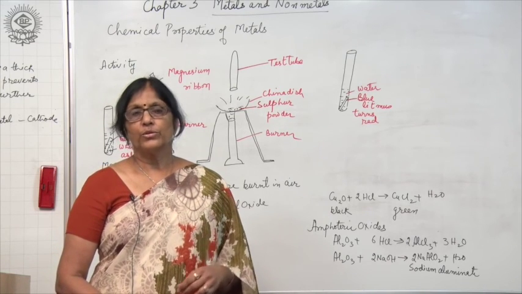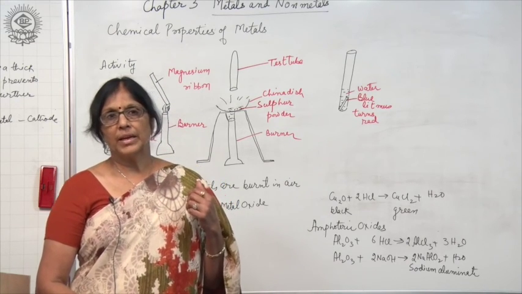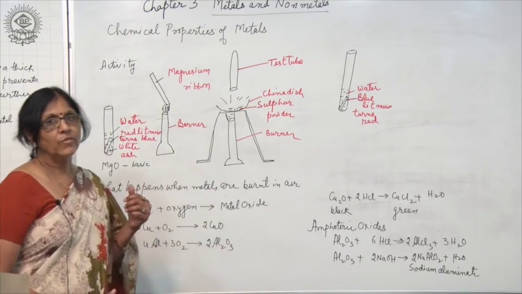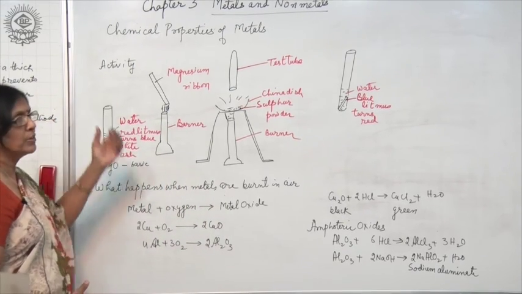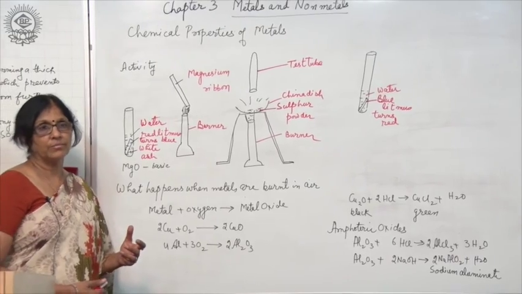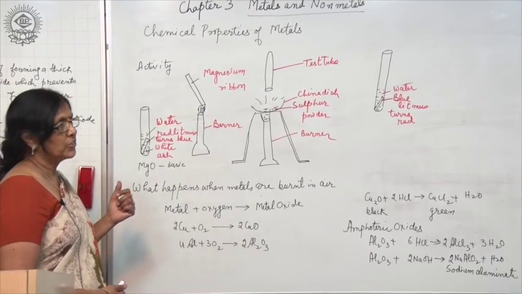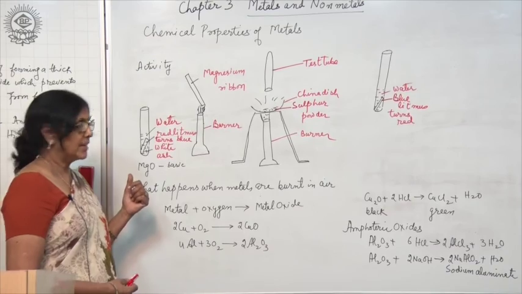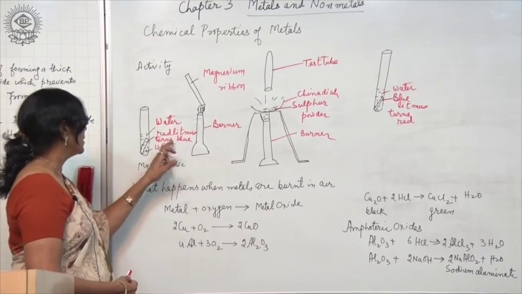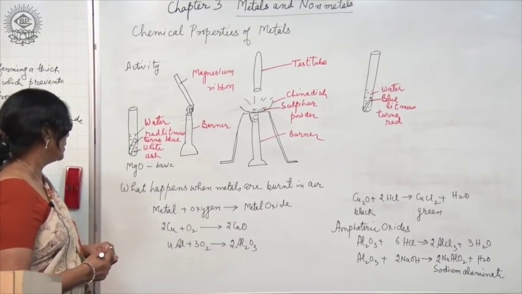You have studied earlier also that on burning the magnesium ribbon, a white ash is produced. Magnesium burns with a dazzling flame, and when this white ash is dissolved in water and tested with red litmus paper, it turns blue in color.